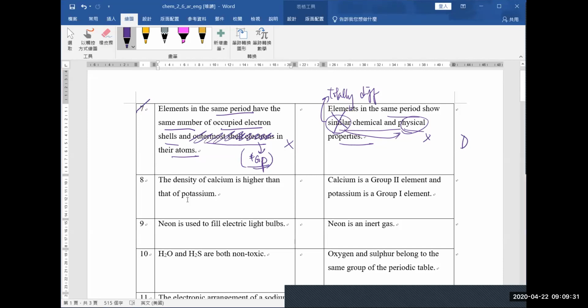Question 8. The density of calcium is higher than that of potassium. Calcium is a group 2 element and potassium is a group 1 element. Now it's very, very difficult, right? You find it's more difficult to explain that statement.